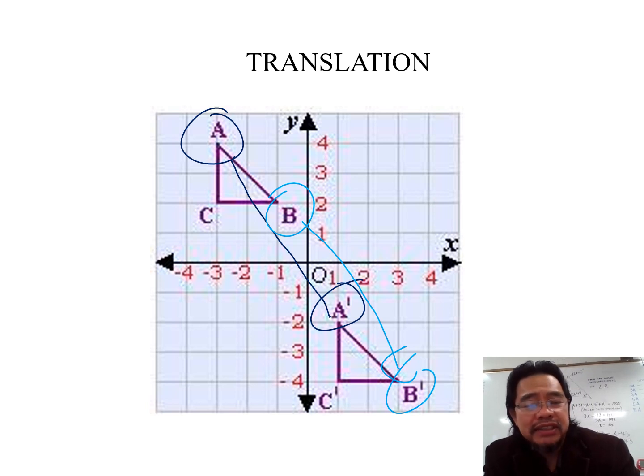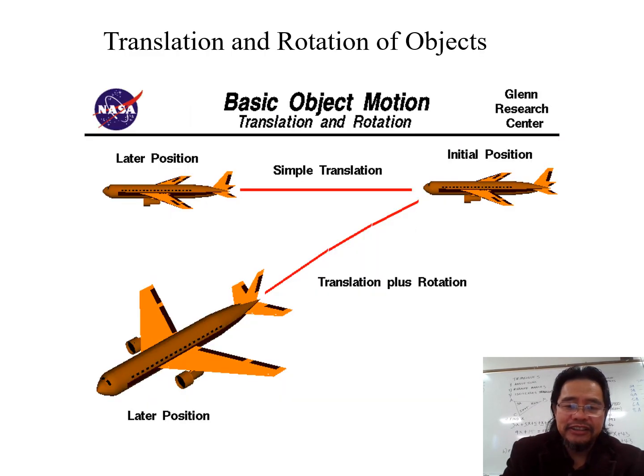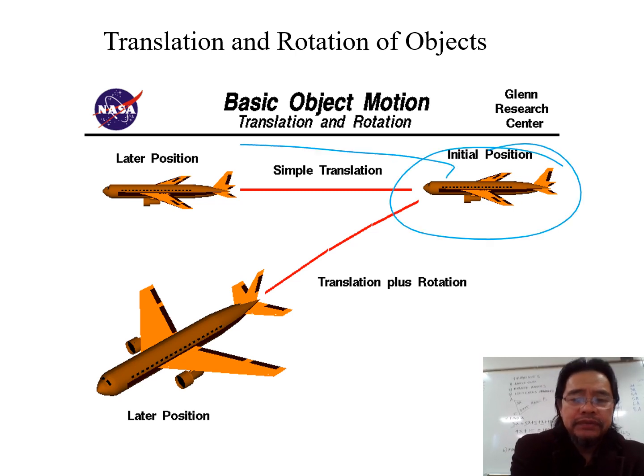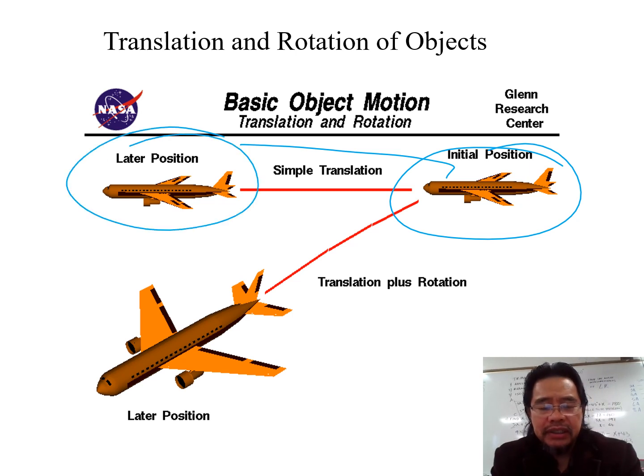So that is translation. All that you need to do is slide. Slide it down diagonally, slide to the right, slide to the left, slide up, slide right, slide left. So that is translation. For example here, when a plane is moving straight from the initial position, here, it moves to the position going to the left. That is a simple translation.